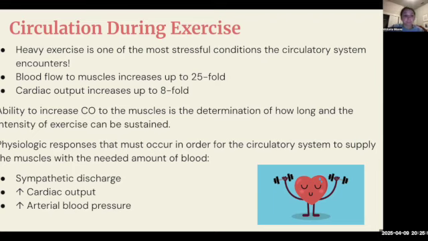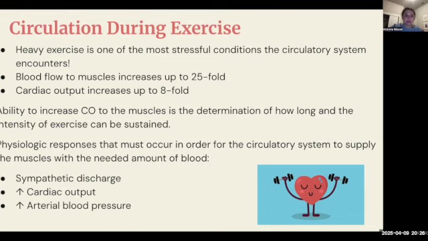Sorry about that. And your ability to increase your cardiac output to the muscles is kind of a determination of how long and how intensely your exercise will be sustained. So there are some physiologic responses that have to occur in order for your circulatory system to supply the muscles with the needed amount of blood and to keep up.